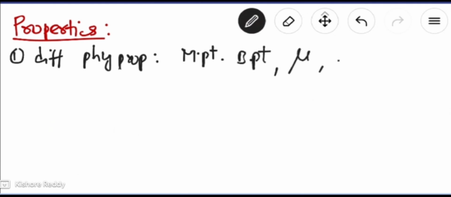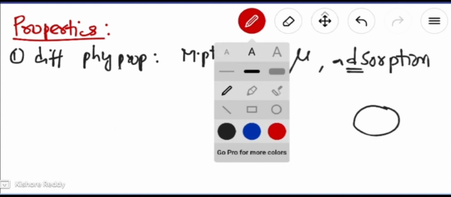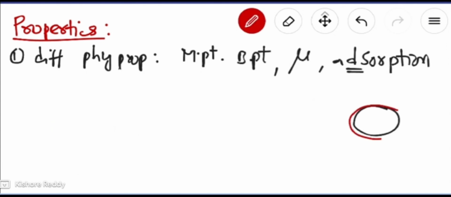Are you able to understand? And then adsorption. You know what is meant by adsorption, right? In colloids and all we'll discuss. It is not absorption. On the surface, accumulation of any substance is known as adsorption, AD. If it is penetrating inside, it will be called absorption, AB. Okay, are you able to understand the difference?